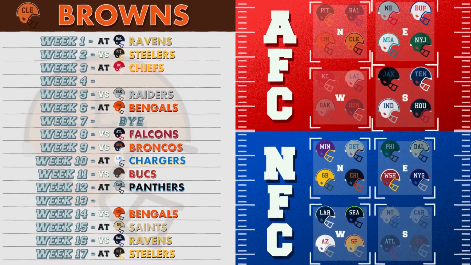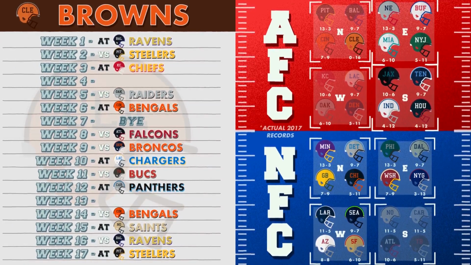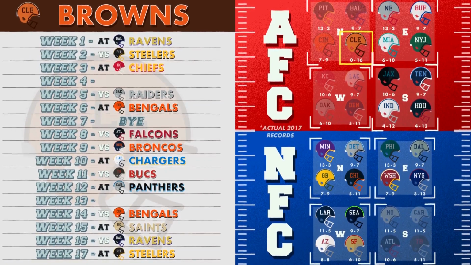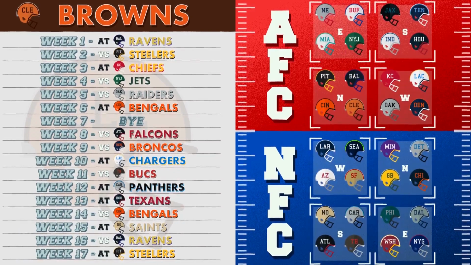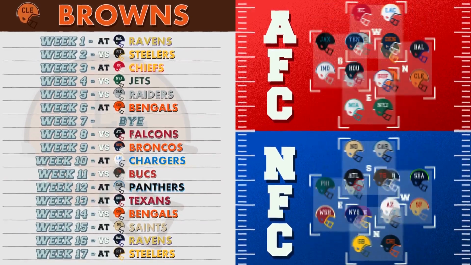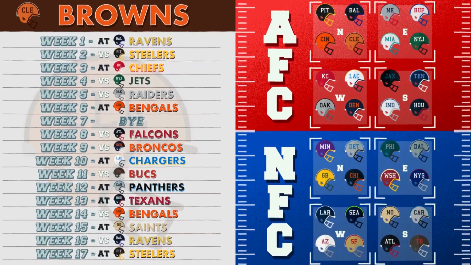How these matchups are determined are by the division rankings from the previous season. So, for example, if the Browns finished 4th last year, then they would play the 4th team in both of those divisions. The schedule rotates every year, ensuring that every team will play each of the 31 teams at least once in a 4-year period.